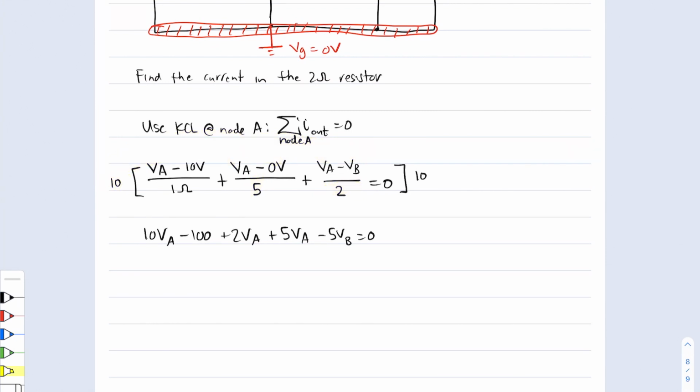Then I can collect my terms. I have a 10 VAs from there, 2 more from there, 5 more from there, for a grand total of 17 VAs. And then minus 5 VB. This 100 I can add to that side, in which case I get 100. This is the first equation in my system. I'll call that equation number 1.